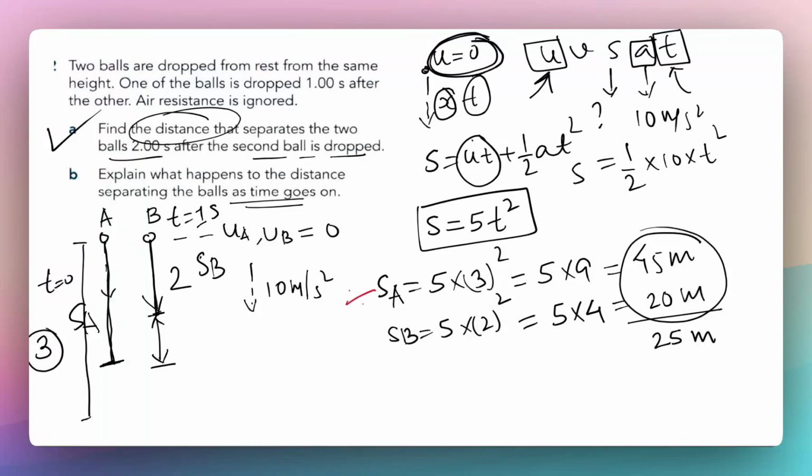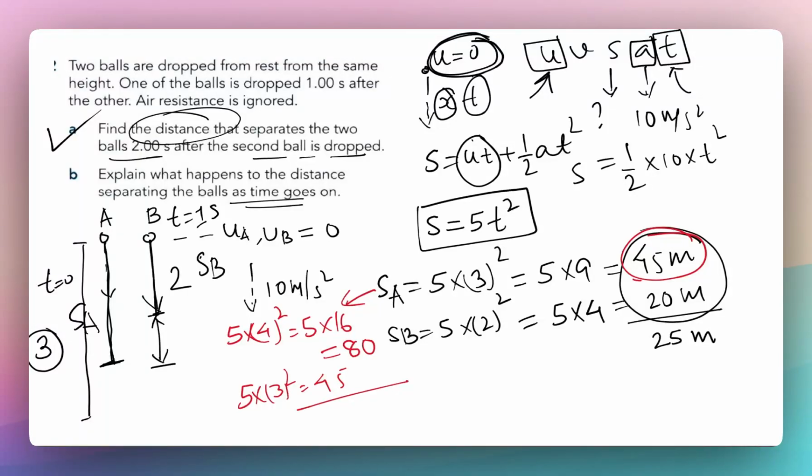In that case, SA is going to be 5 into 4 squared, which is 5 into 16, so that's 80 meters. Because 1 more second has passed, the distance for SB is going to be 5 into 3 squared, which is 45 meters. Now, how much is the distance? 80 minus 45, and that is 35 meters.